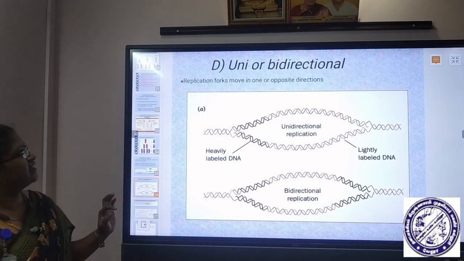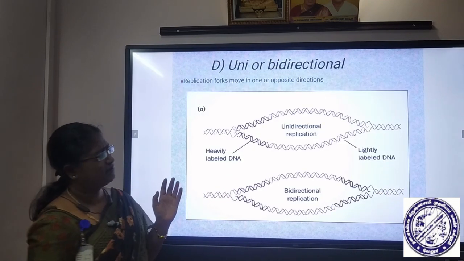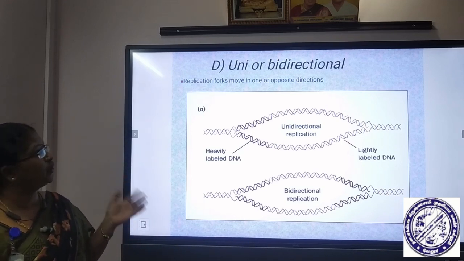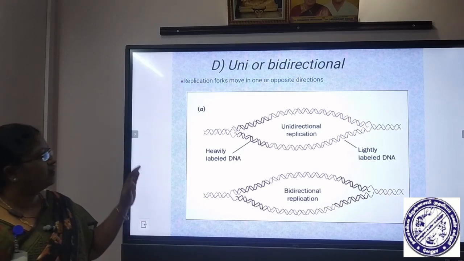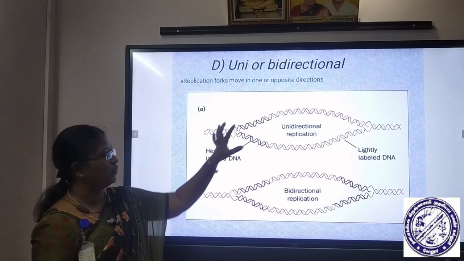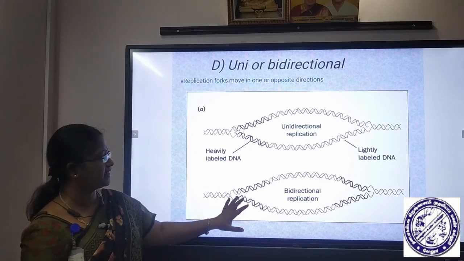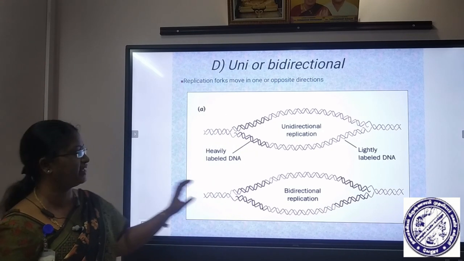And the third thing is, replication direction will be uni- or bidirectional. So, this diagram shows the unidirectional replication and this diagram shows the bidirectional replication.